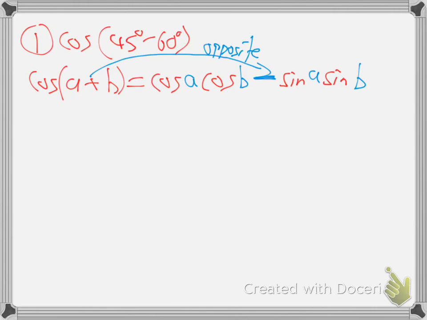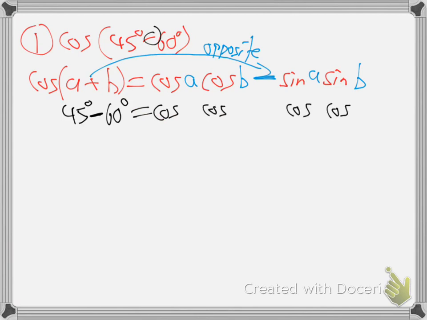So what does that mean? They gave me in the original question minus. So A is 45 degrees, B is the 60 degrees, and they gave me minus. So what does that mean I'm going to do on the right side? It's going to be adding. Cosine, cosine, sine, sine. So then put in the A and the B.